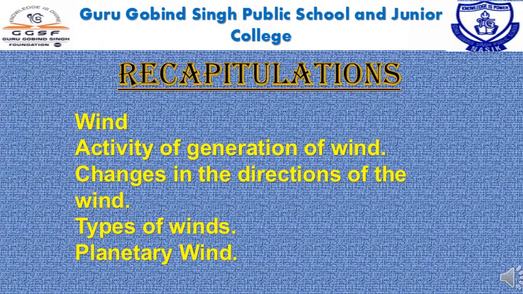Children, we will see what we learned today. We have a quick recap. We learn about wind. We learn about the activity of generation of wind. This you have to do. After that, we learn about the changes in the directions of the wind. Then types of wind. In that, we learn about the planetary wind, that is easterlies wind, westerlies winds and polar winds.